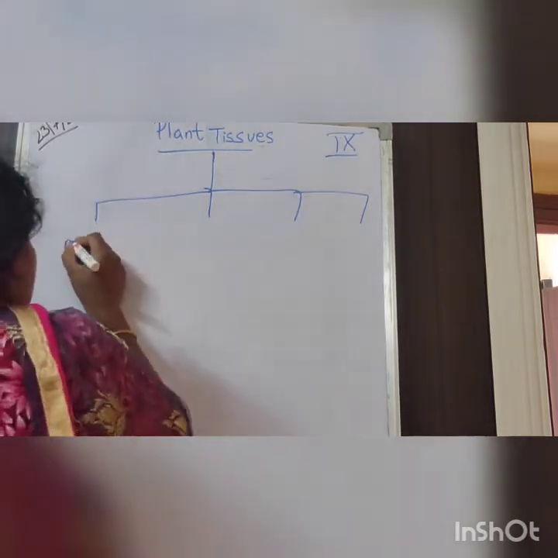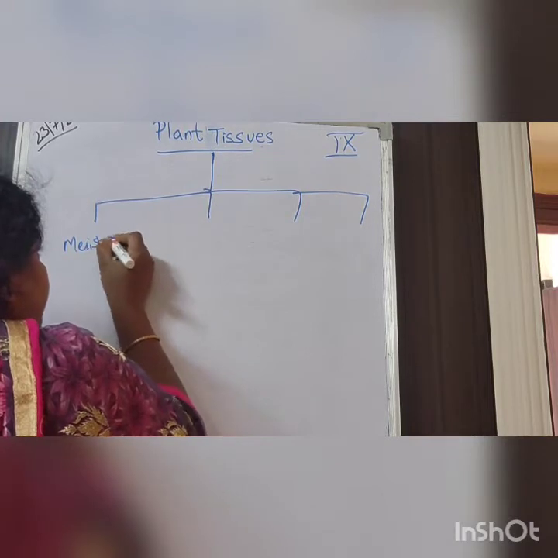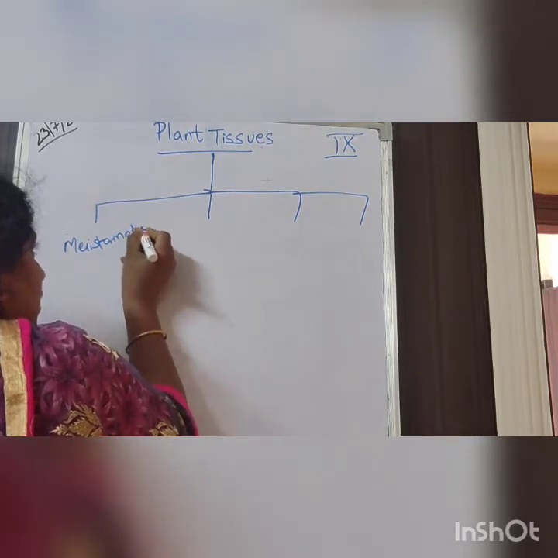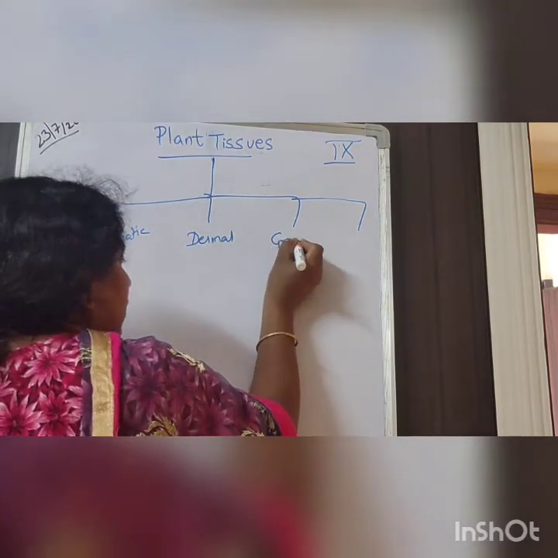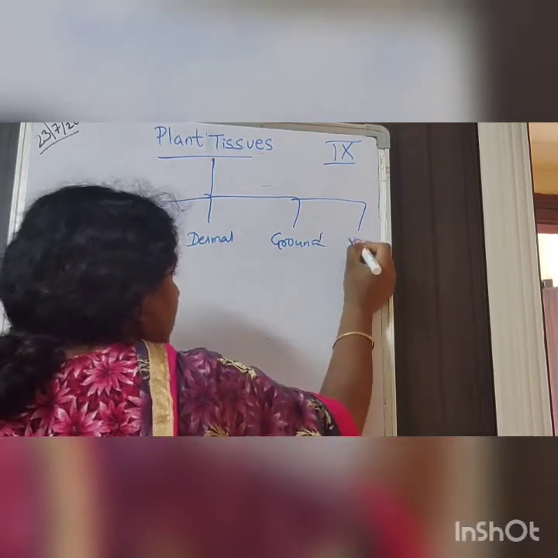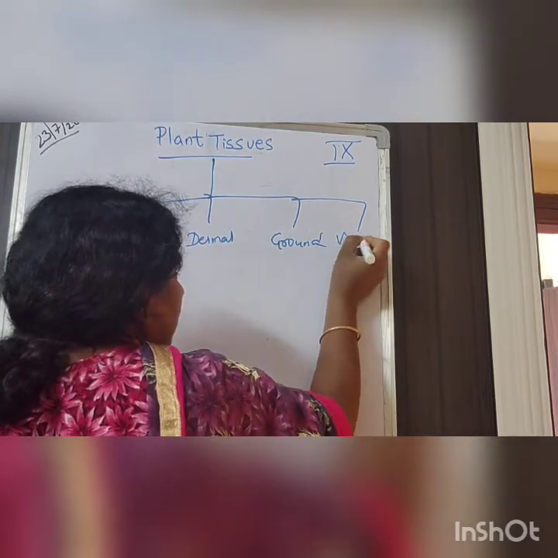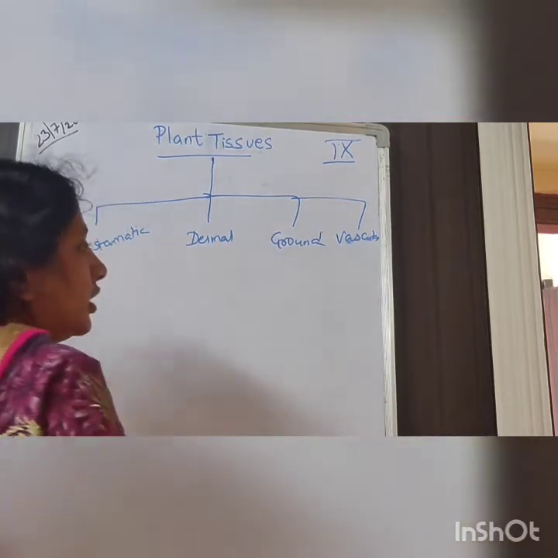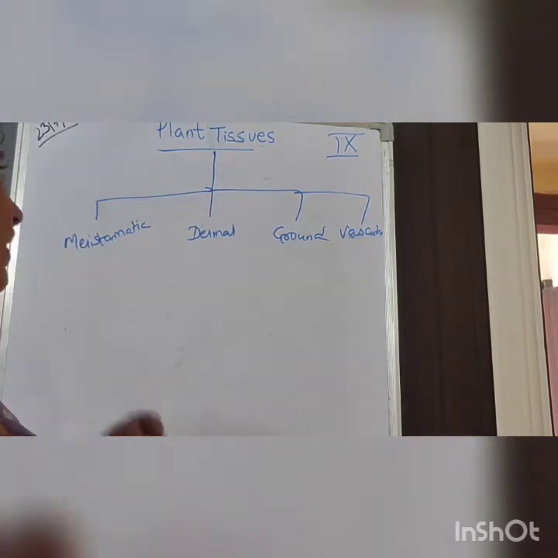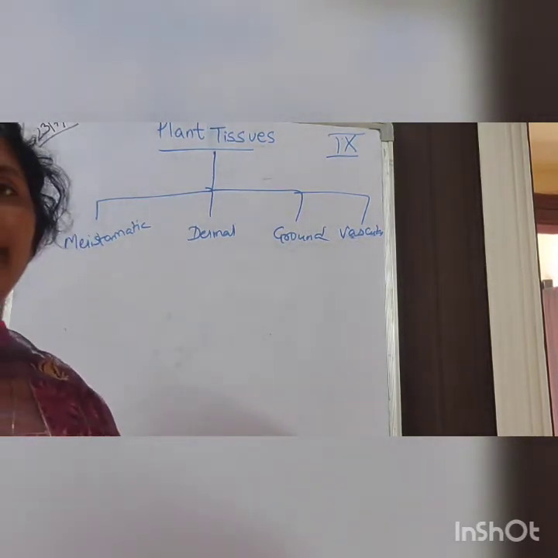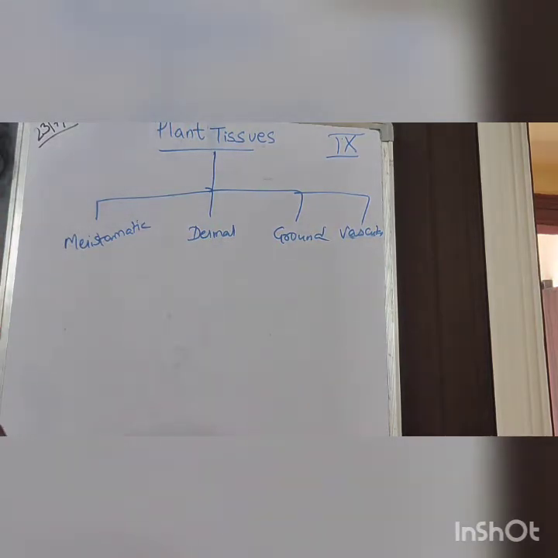What are they? First one is meristematic. Then dermal, ground and vascular. So these are the 4 types of tissues present in the plant. Meristematic tissue, dermal tissue, ground tissue and vascular tissue. Meristematic tissue. What are the meristematic tissue? They are fastly dividing cells. So let us discuss about the meristematic tissue.